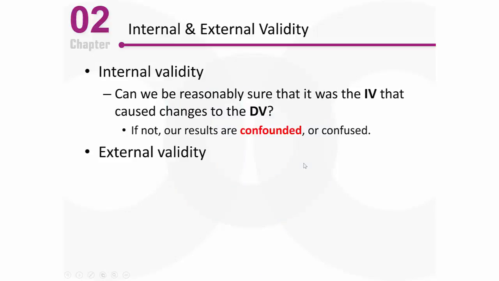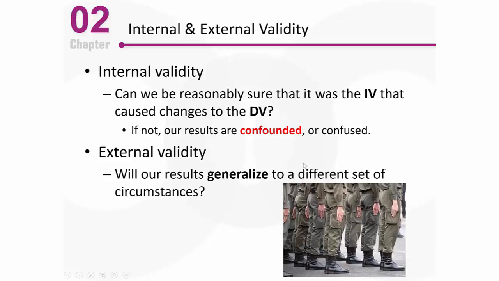External validity is a little bit more straightforward. When it comes to external validity, we're asking the question, will our results generalize to some different set of circumstances outside of the laboratory, outside of this research study? Will our results generalize? So think about Milgram's research on obedience to authority. Will his results from the lab generalize to a military situation in the real world? Well, that's a real good question.